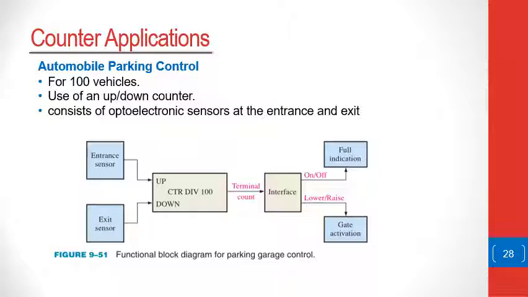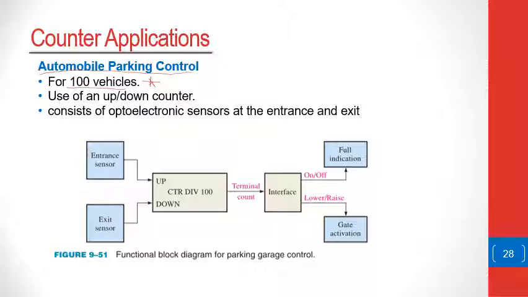And another example of an application of a counter would be an automobile parking control system. This could be made for a parking lot where you want to count the number of vehicles in the parking lot, so that it can alert the person who wants to enter the parking lot late that the parking might be full. In this example, we have a counter that counts 100 vehicles. The capacity of the parking lot is 100 vehicles.